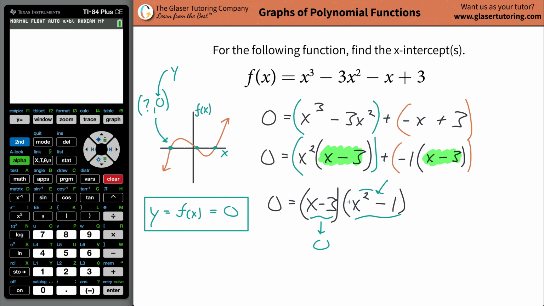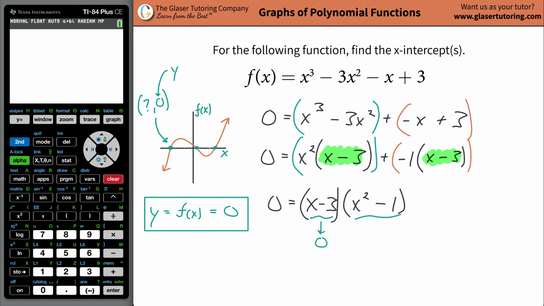Because I could care less what this number is. I don't care. This number could be 14,987,222.987 raised to the pi. I don't care. But whatever that number is, if you multiply by 0, it's still 0. Okay? So I know if this whole thing goes to 0, then this whole side goes to 0, and that would give me an x-intercept value. That would give me a value for x.